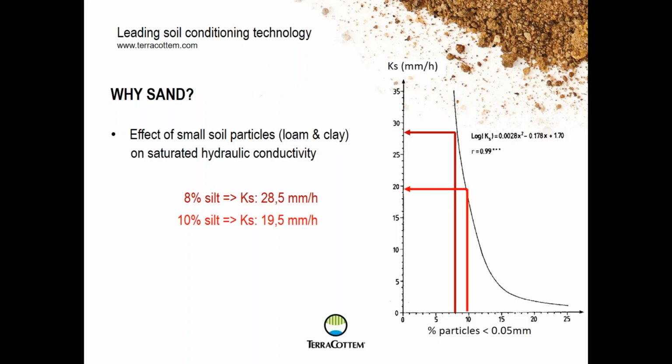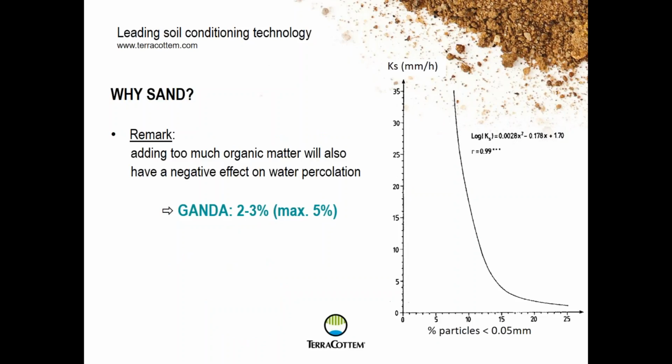If you increase the silt content only by 2%, this value drops to 19 millimeters per hour, so 19 liters per square meter. This doesn't sound like much, but if you think about it, that's 1 bucket of water per square meter that's less transported through the top layer. So that shows you how important it is to have a high sand content in your top layer.